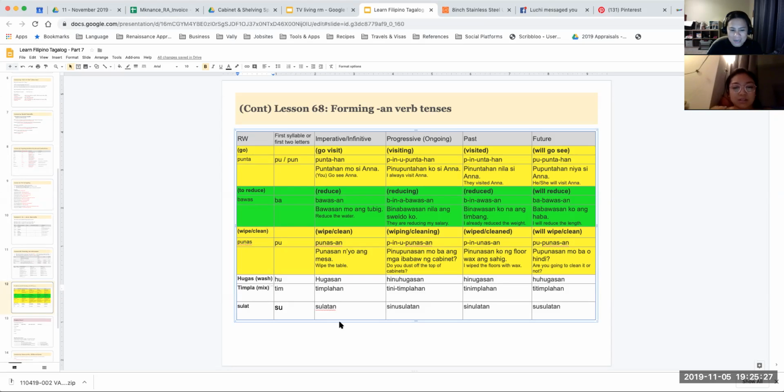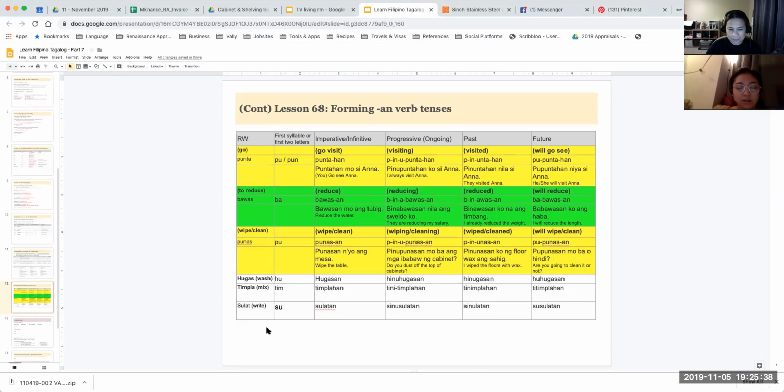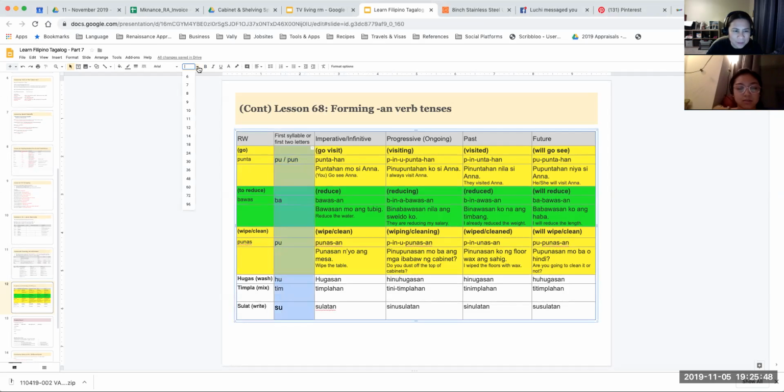Okay. Next, sulat. What is sulat? You know this, to write. Sulatan. Sinusulatan. Sinulatan. Susulatan. Very good.